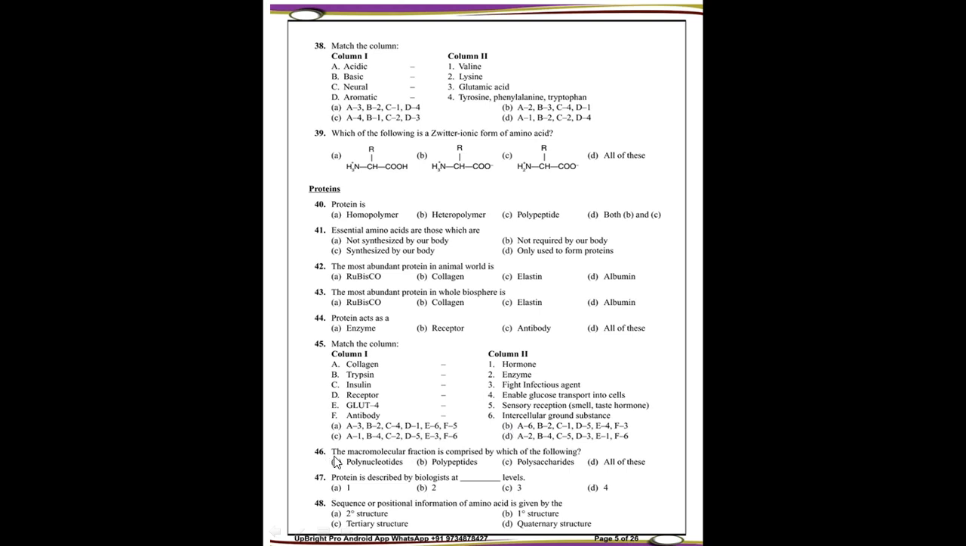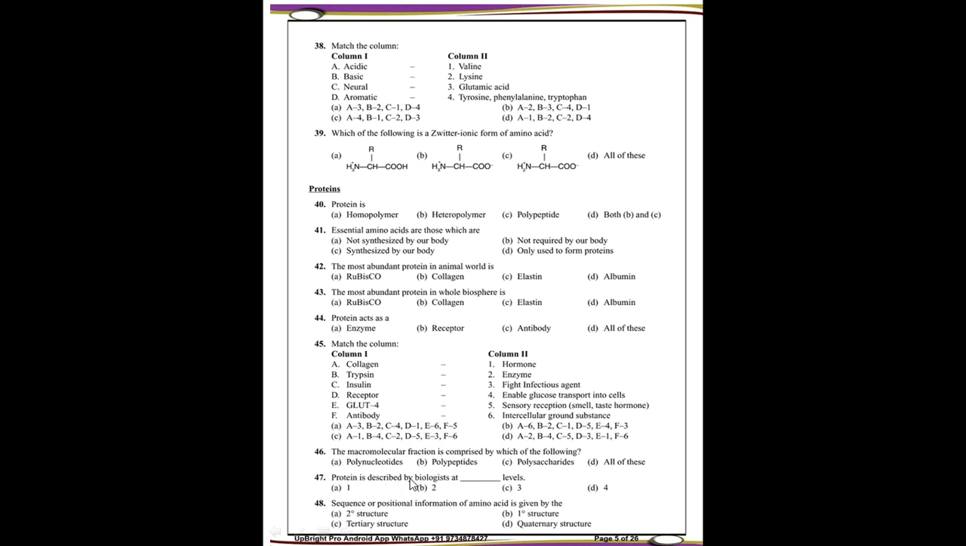Question 46. The macromolecular fraction is comprised of which of the following? Is it polynucleotides? True. Is it polypeptides? Is it polysaccharides? So the answer is D. Macromolecules are made of all of these. All of these are polymers.